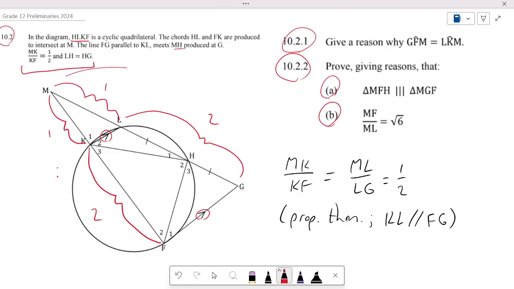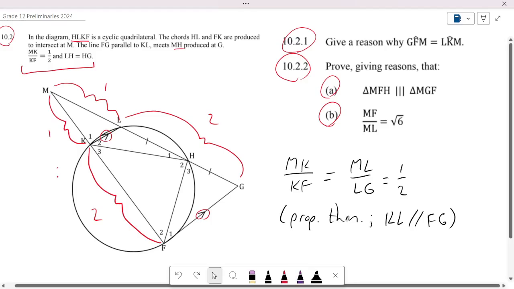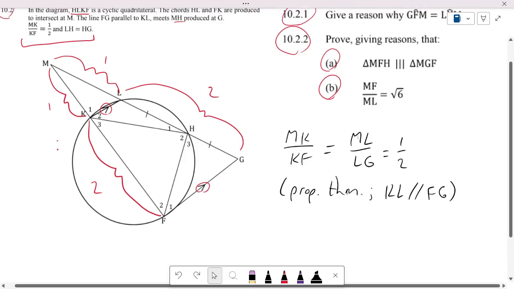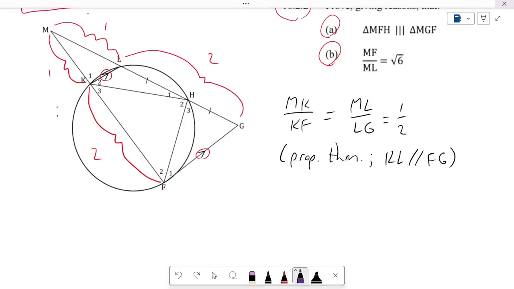So let's look at this side here, right? This side here. Let me do it in a different color now. So let's look at LH and HG, right? So why are we looking at those ones? Because look at, we have a ratio on this side over here, which is 1:2. And that's where the most information comes from our given information, right?